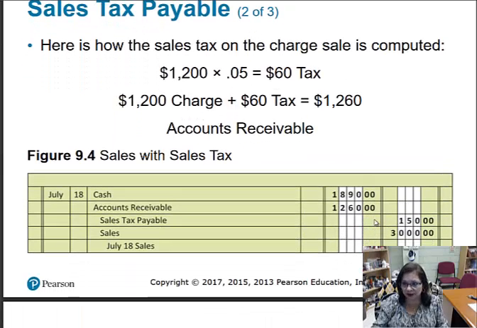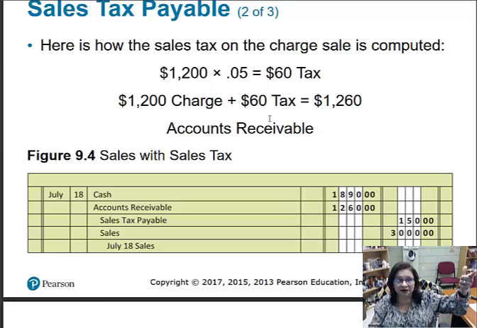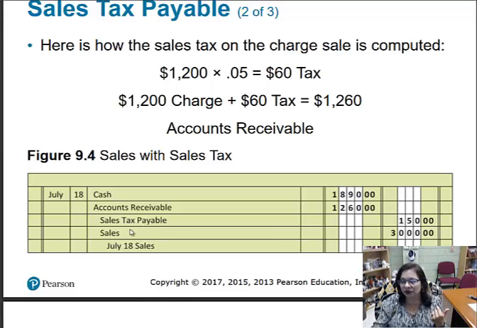The sales tax, though, is taken to payable. This is the 60 plus the $90 together for that day. So it's $150 that we put into sales tax payable. Because remember, again, we're going to pay that at the end of the quarter to the comptroller. So the total sales is the $3,000 that we have here.